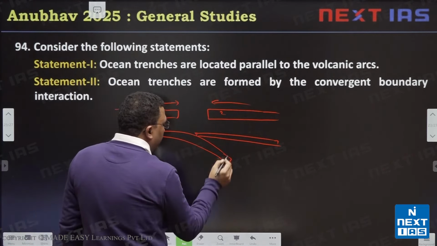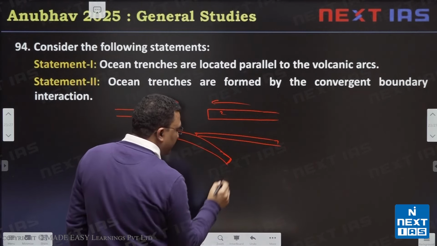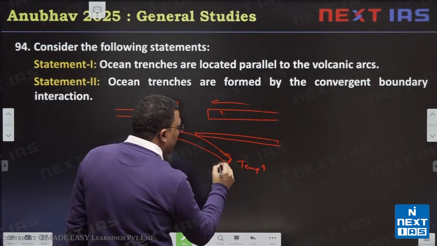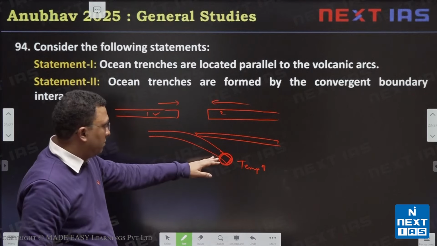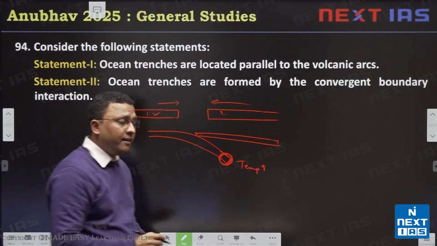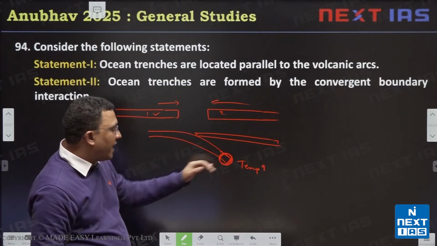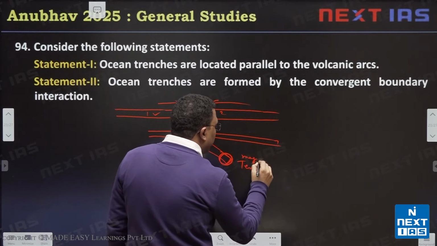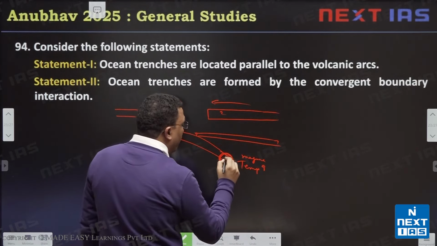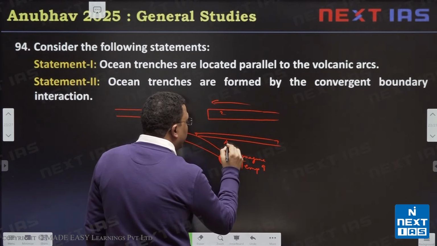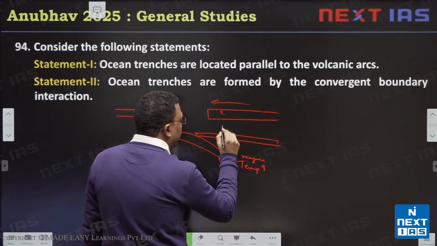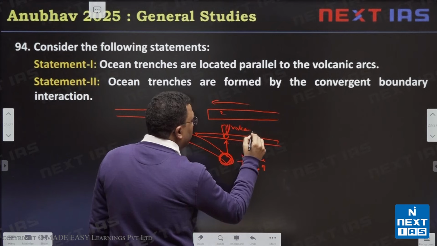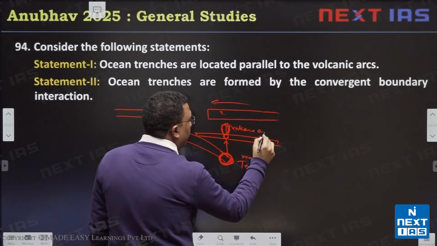And as the subsiding part reaches a certain depth, the temperature here is sufficient to get this part molten, right? Because of high temperature, the subsiding part gets molten and gets converted into magma, right? This magma formed then moves upward, pierces through this plate and then erupts in the form of a volcano, right? So this forms a volcanic arc, right?